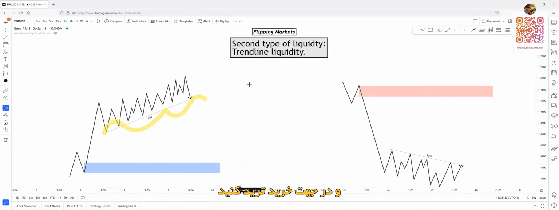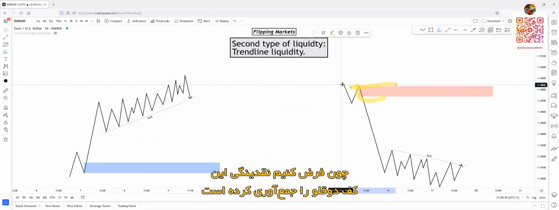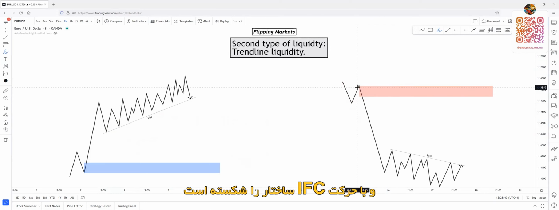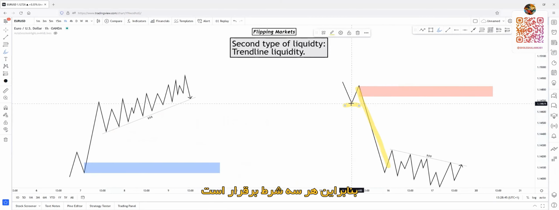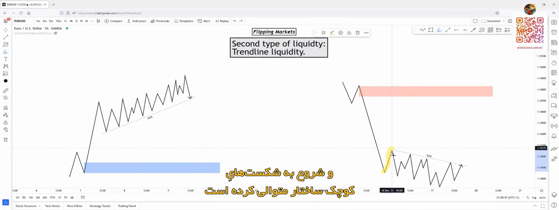So once again, on the sell side, price created this valuable supply zone because let's say it swept liquidity from this region, swept double bottoms. It created an inefficient move, broke structure, so it has all the three criteria, and it started to form small breaks of structure to the downside over and over again.